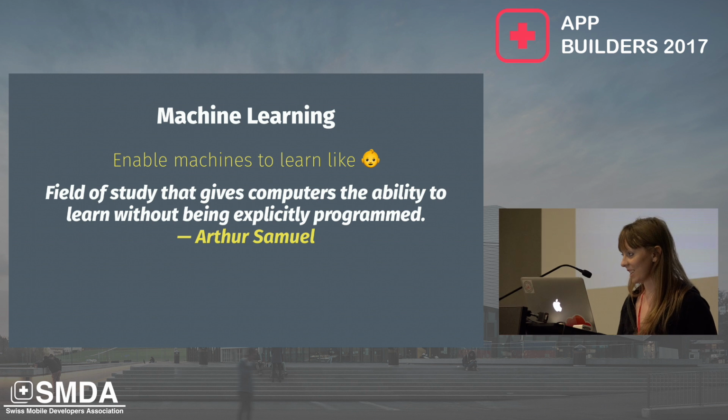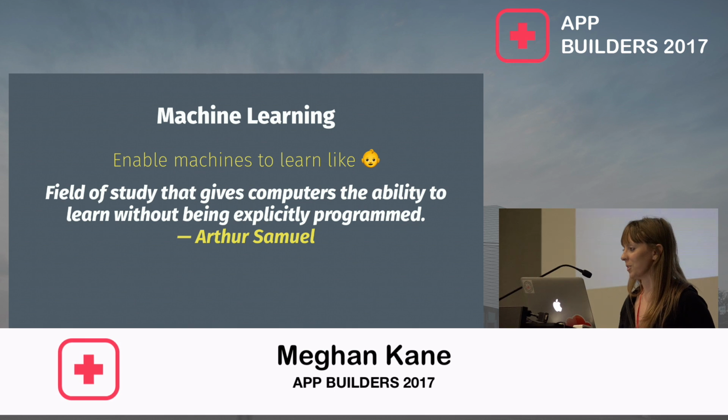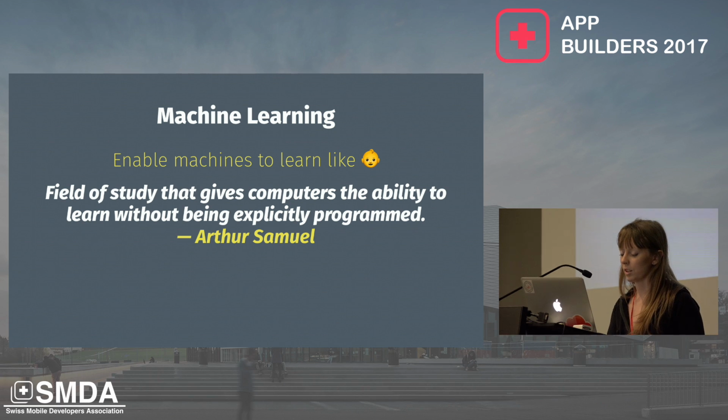So machine learning, since it is such a broad topic, how do we define it? If you distill it down to its simplest form, we're trying to enable machines to learn just like babies do. You don't tell babies exactly what to do. They kind of just pick up on their environment and learn from there. So Arthur Samuel, who's an AI pioneer, defined it as the field of study that gives computers the ability to learn without being explicitly programmed.